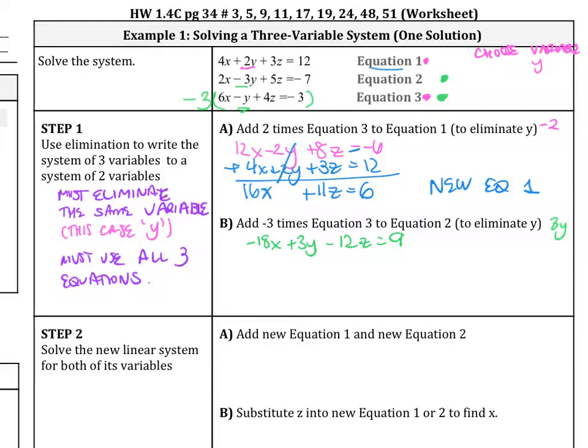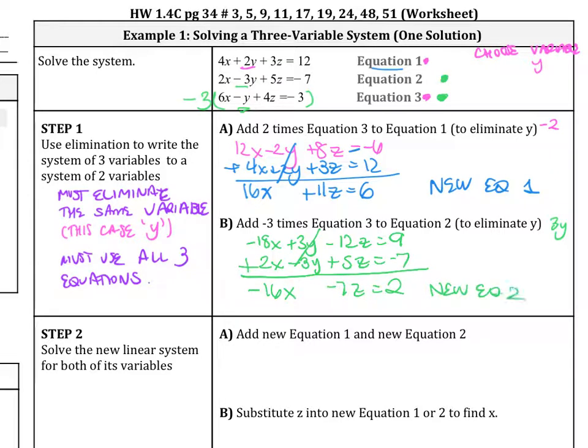I just manipulated it. Now I need to use equation 2, so I'll write it below it. 2x minus 3y plus 5z equals negative 7. Then I add them together. My y's cancel, so I get negative 16x minus 7z equals 2. So this is my new equation 2.